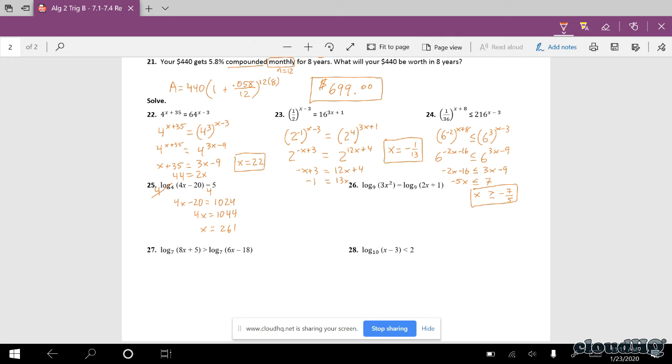We do have concerns about domain restrictions on logarithmic problems, so we should check this answer. Plug it back into the log. 4 times 261 is 1044, minus 20 is 1024. It's not a negative number, and log base 4 of 1024 equals 5, so that's perfectly fine.